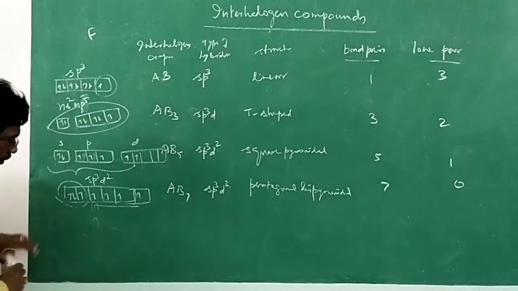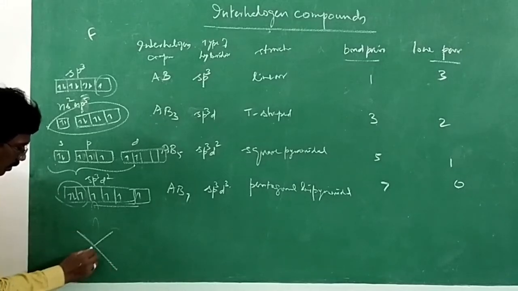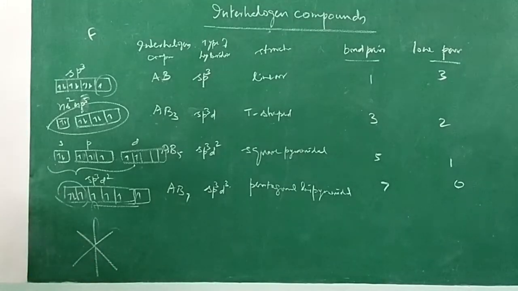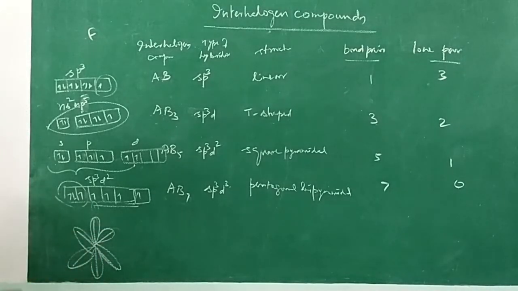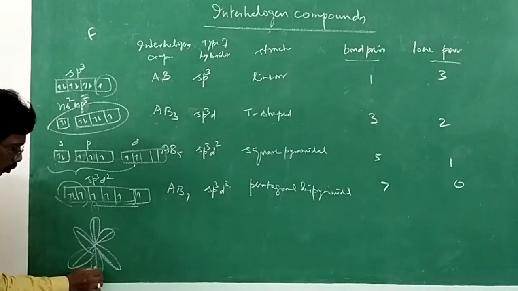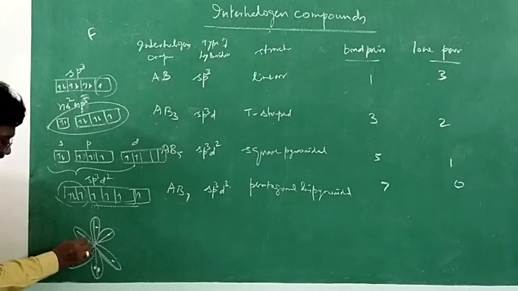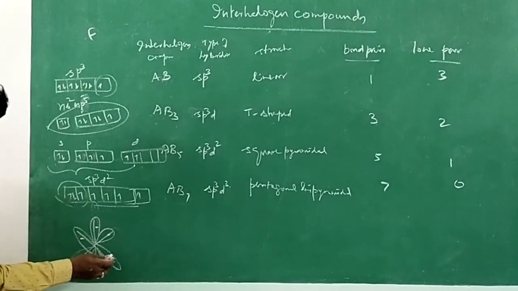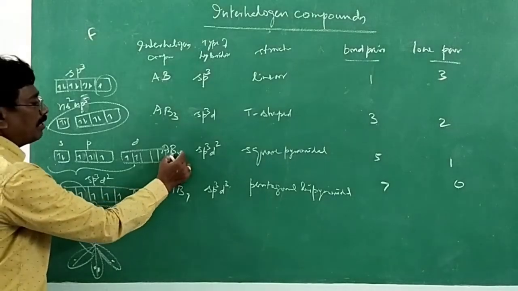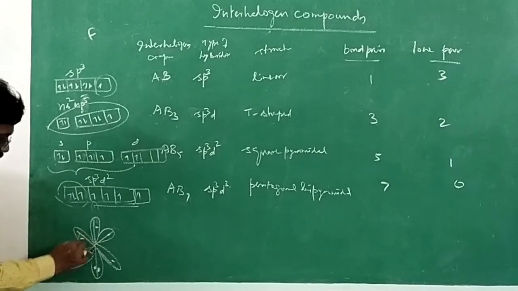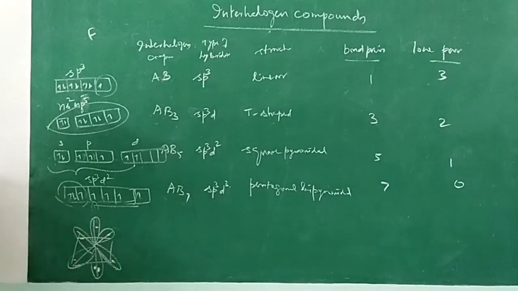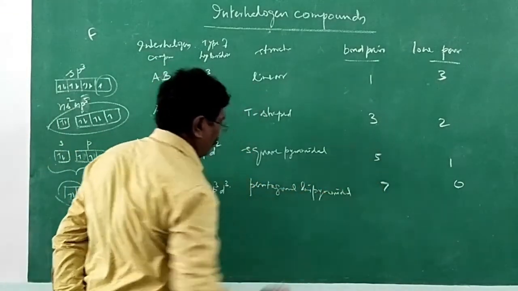Now what is happening? 1, 2, 3, 4, 5, 6. These are the 6 lobes. Among them, only one is a lone pair. Remaining contain 1 electron each. Those 5 orbitals combine with 5 fluorine or chlorine atoms, so that we are getting 5 bonds, and the structure seems to be square pyramidal. We are not considering the lone pair in the shape. So square pyramidal, totally 5 bond pairs and 1 lone pair.